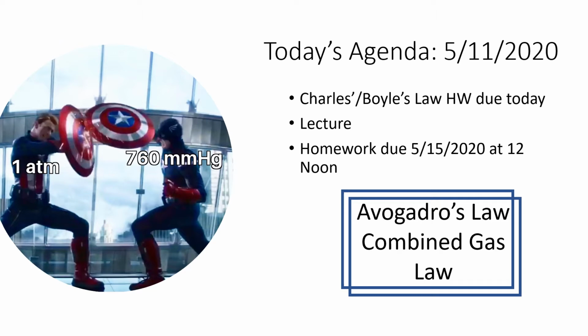So you notice, still the same meme over here. Remember that 1 atmosphere equals 760 millimeters of mercury. Same thing, just different units, etc.